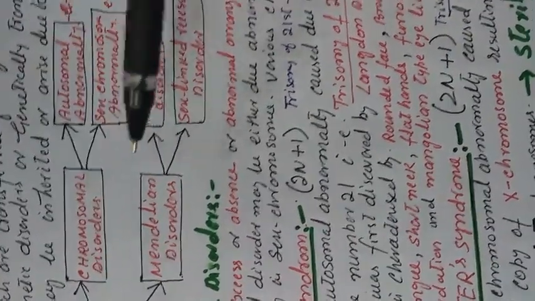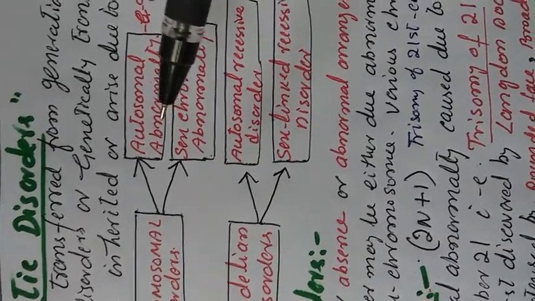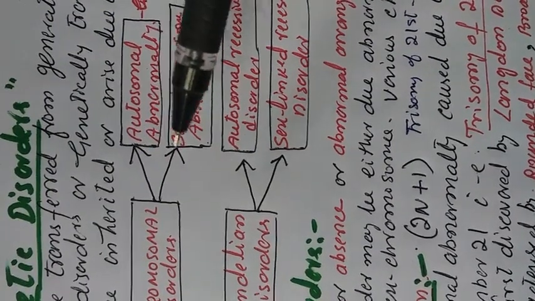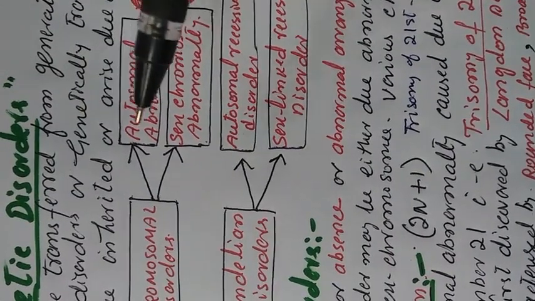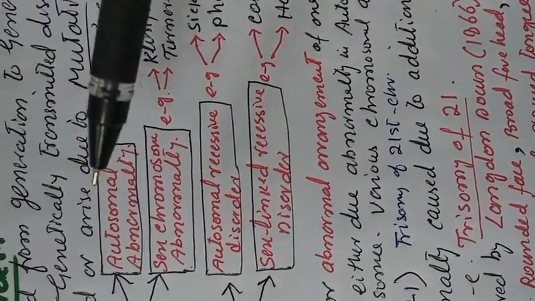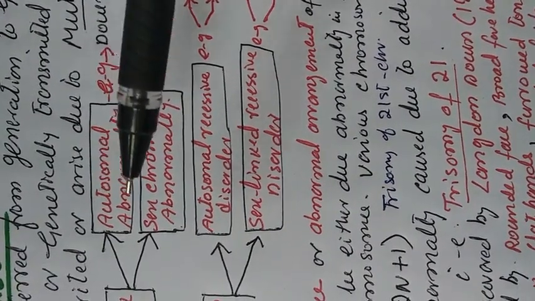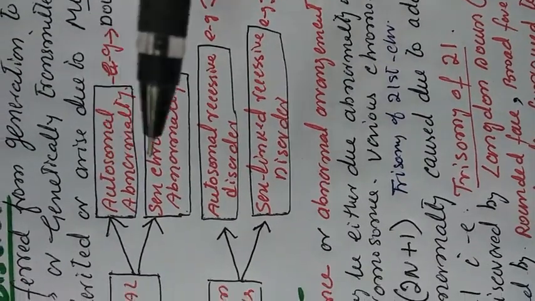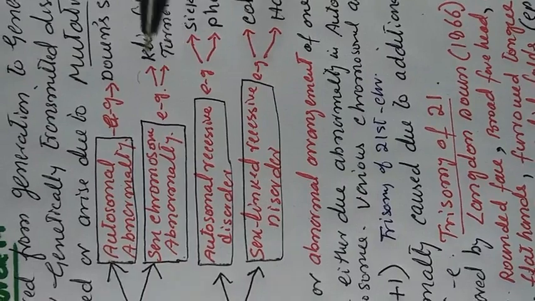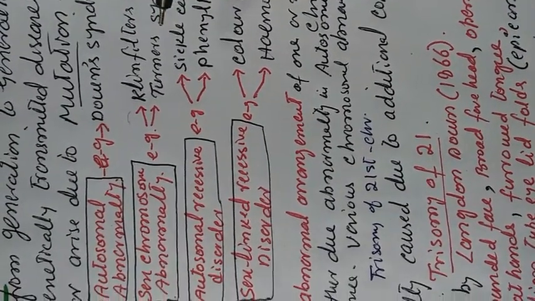So far as the chromosomal disorders are concerned, as you can see in the sketch, they are further categorized into two types. If there is a change in the autosomes, the genetic disorders are due to autosomal abnormalities. For example, Down syndrome is an autosomal abnormality. The second type are those caused in the sex chromosomes, which we call sex chromosomal abnormalities. These include two important disorders: Klinefelter syndrome and Turner syndrome.